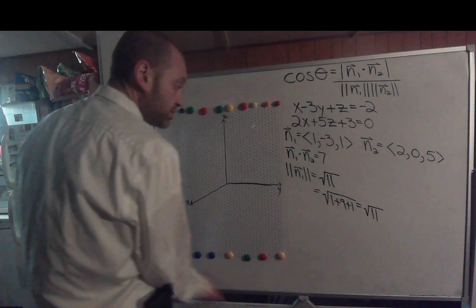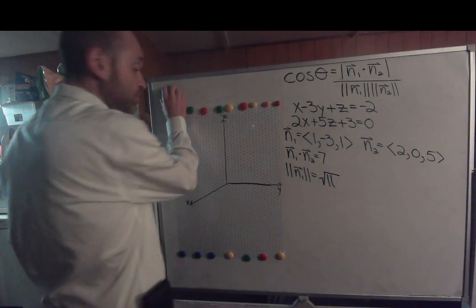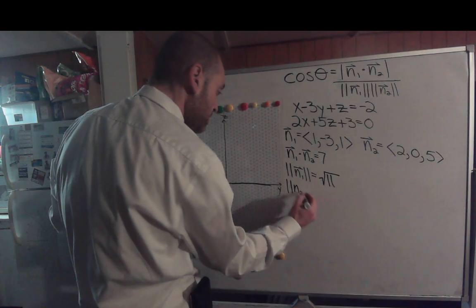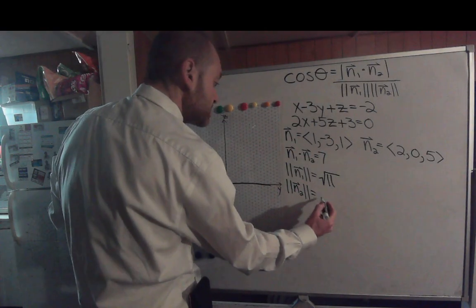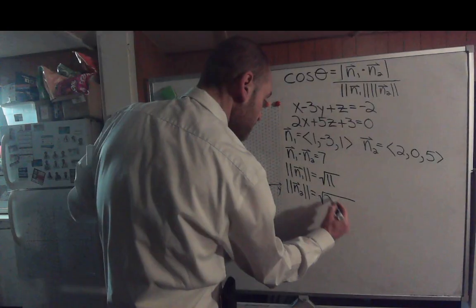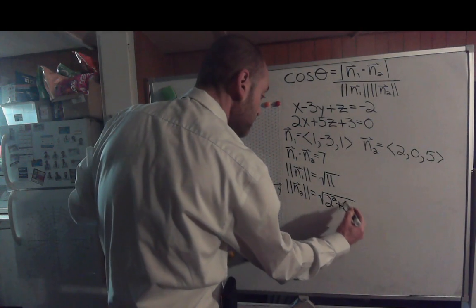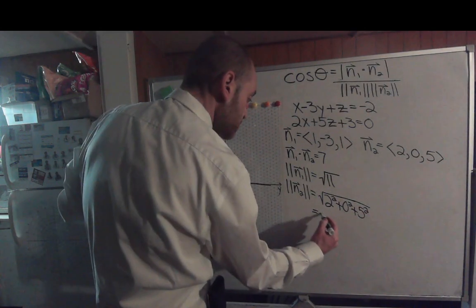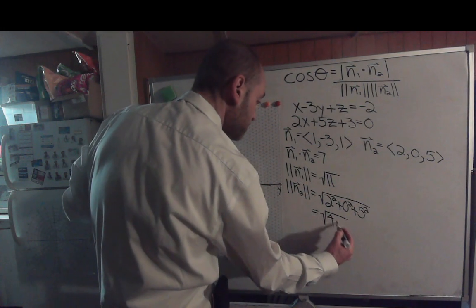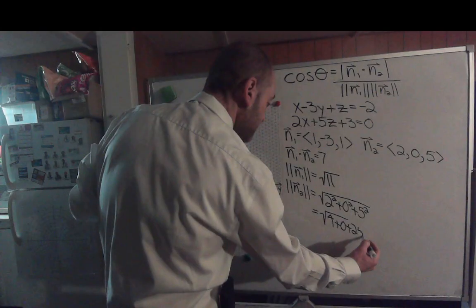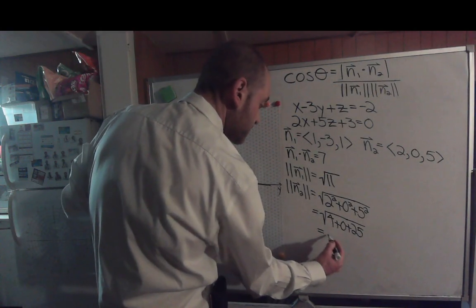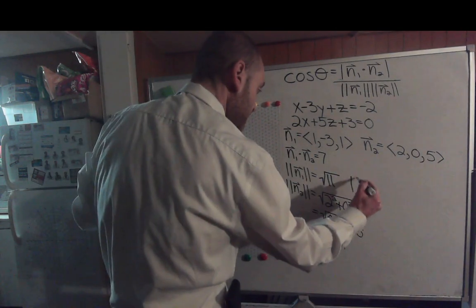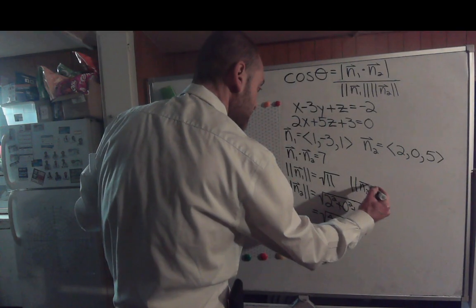Alright, so we found the magnitude of the first normal vector. Let's find the magnitude of the second normal vector. So let's see, that would be the square root of 2 squared plus 0 squared plus 5 squared, which is going to turn into the square root of 4 plus 0 plus 25, which would give you the square root of 29. So the magnitude of the second normal vector is the square root of 29.